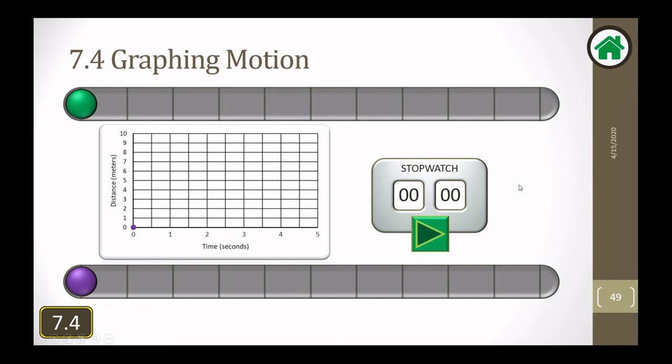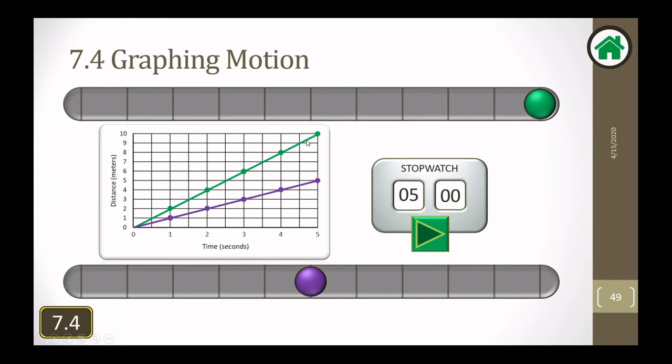So we're going to look at the motion of two objects represented by this green ball and this purple ball. And as they travel, we're going to keep track of the amount of time, and we're going to draw distance versus time graphs for both objects. So here we go. Now you can see that the green ball is clearly traveling faster. It covers more distance in the same amount of time.